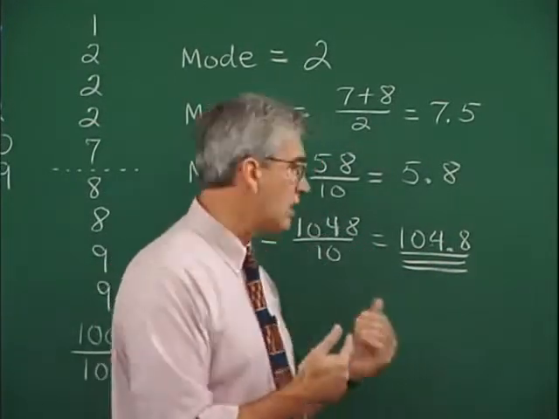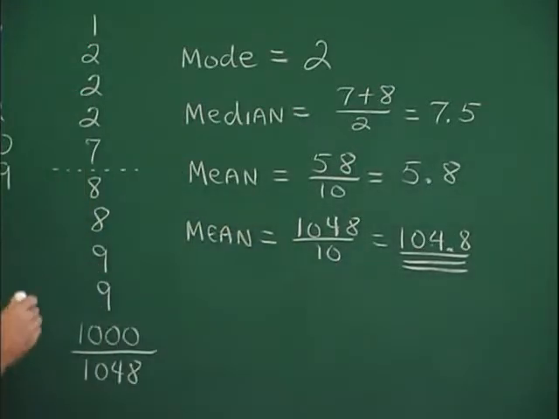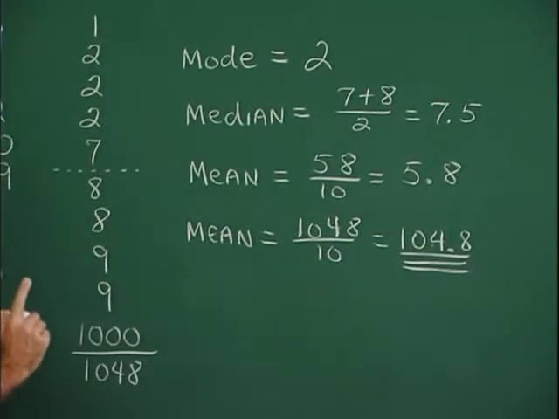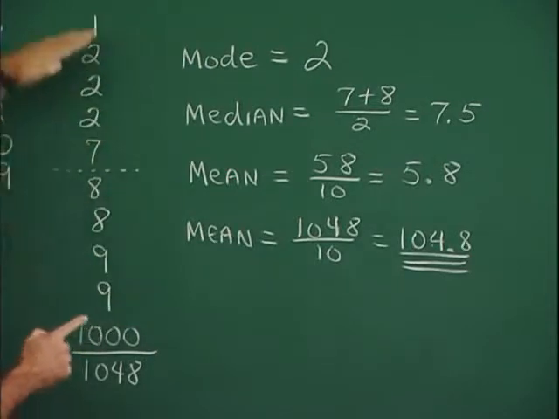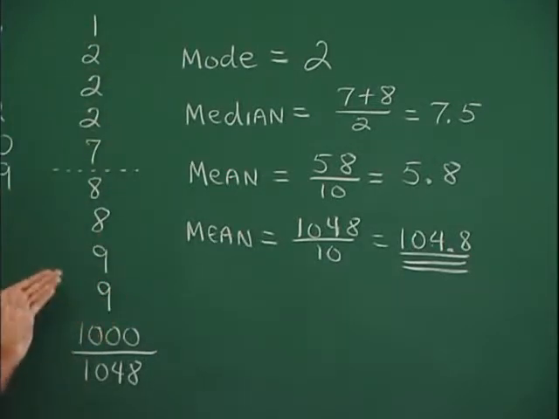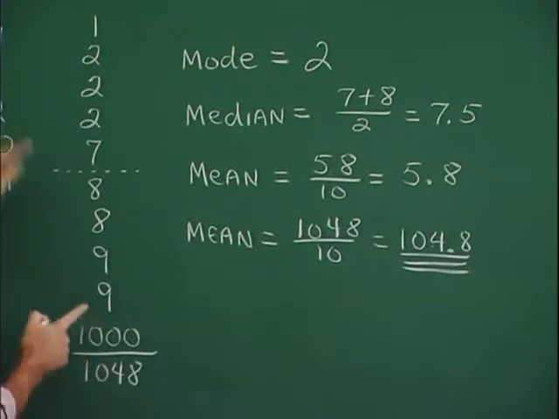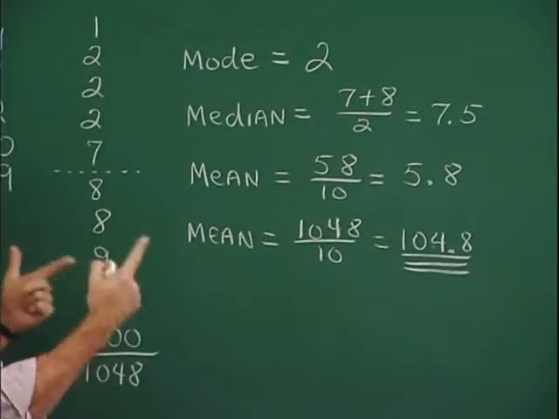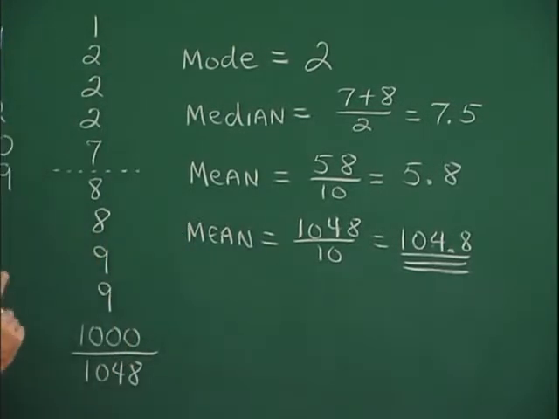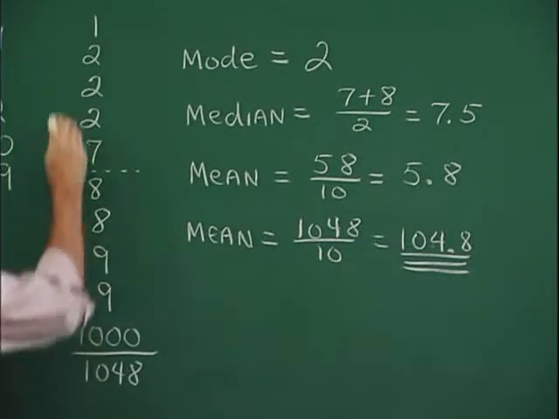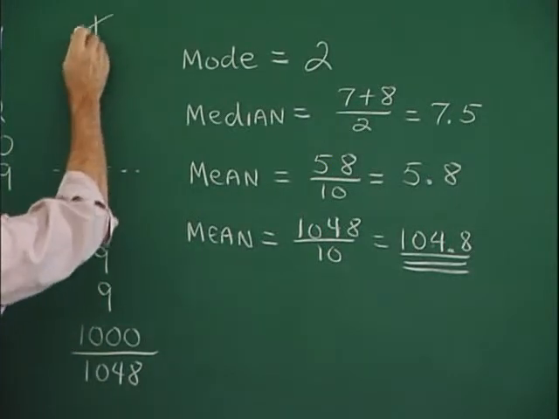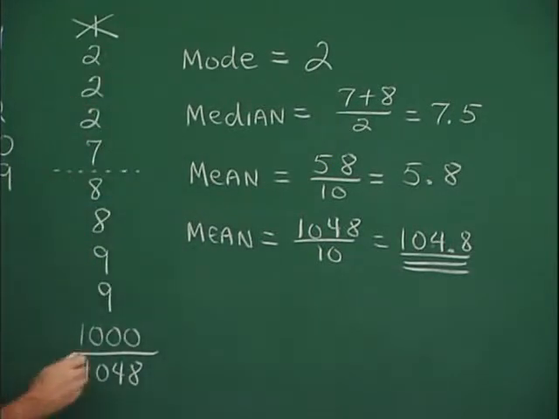For example, here we could calculate a 10% trimmed mean. What that means is that we're taking 10% of the values in the data set off of both ends. Now 10% of 10 items is 1. So we're going to take one item off of the top and the bottom. So we would take off this 1. Let's eliminate the 1. Eliminate the 1,000.